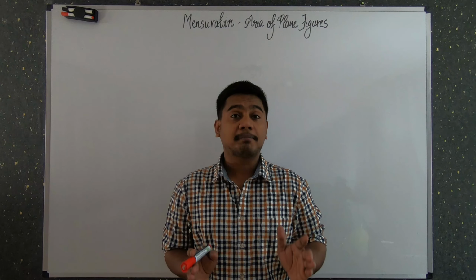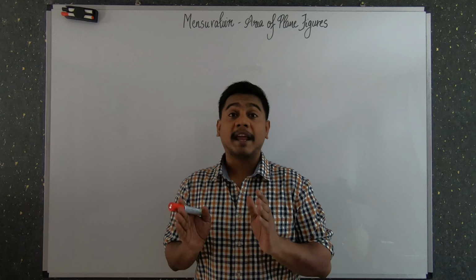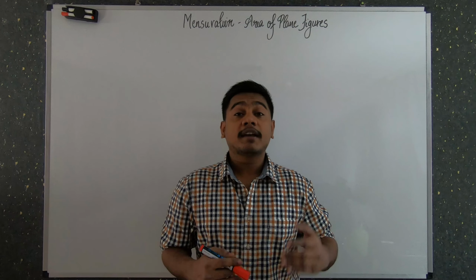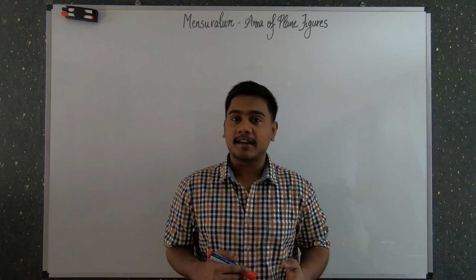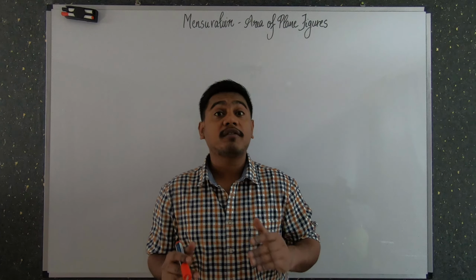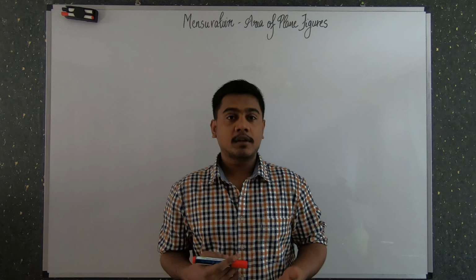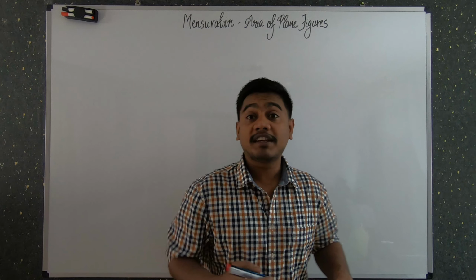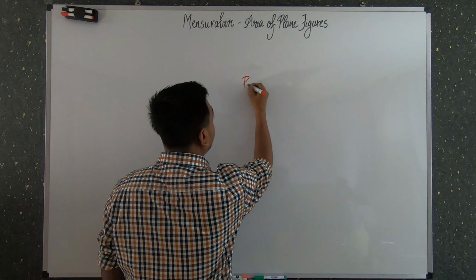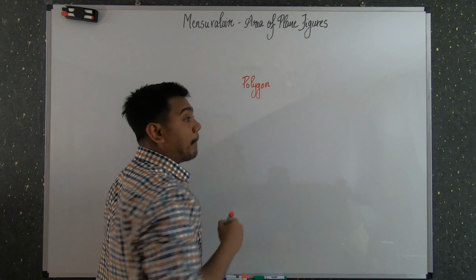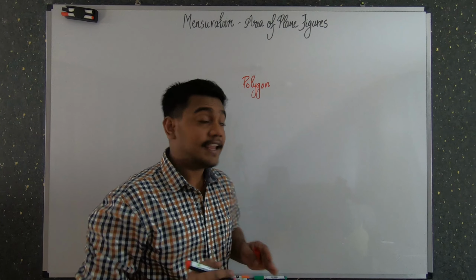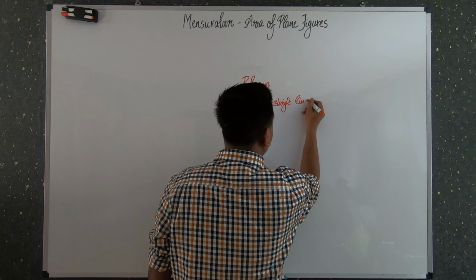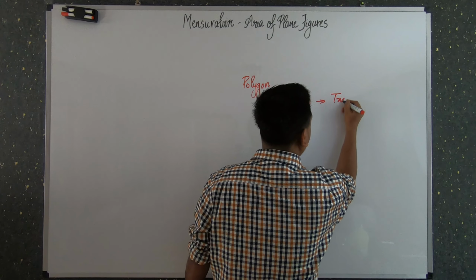To understand more about the area of plane figures, we'll first learn about plane figures bounded with straight lines. So we should know about polygons. What are polygons? A polygon is a closed plane figure bounded with straight lines. So when a closed plane figure is bounded with straight lines, we say it is a polygon. When a polygon has three sides, that is, it is bounded with three straight lines, we say it is a triangle.